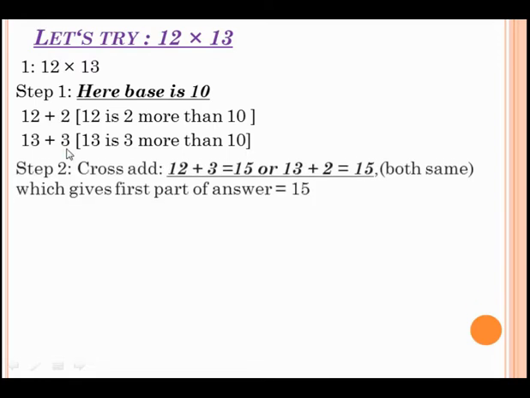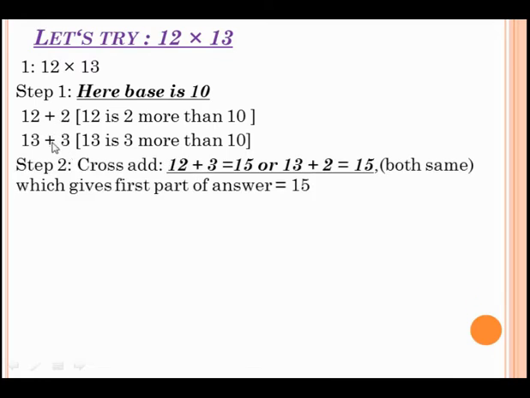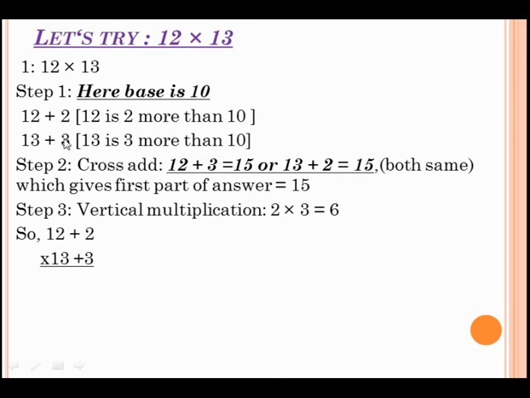Then step 2, here we know this is plus 2, plus 3. So we want to cross add. Cross add, that is 12 plus 3 and 13 plus 2. We know 12 plus 3 and 13 plus 2 both give the same number, 15. So this is the first part of our answer. For finding the last part, that is the second number, we have to multiply these two, 2 and 3. That is 2 multiplied by 3 is 6.